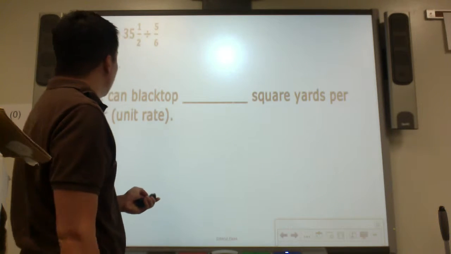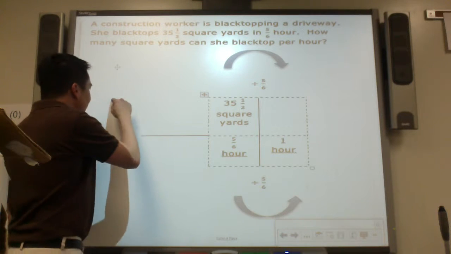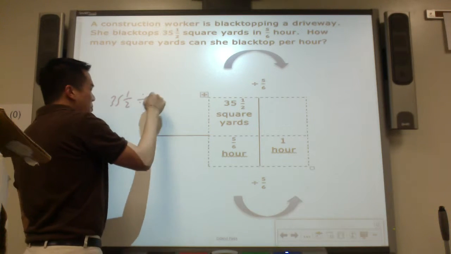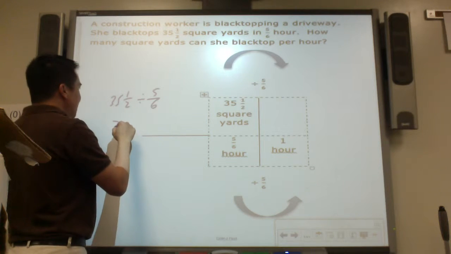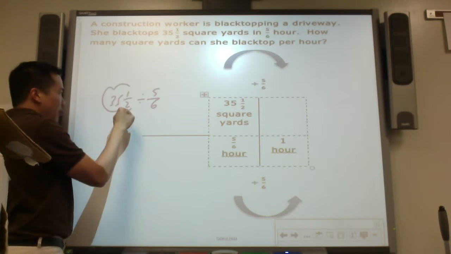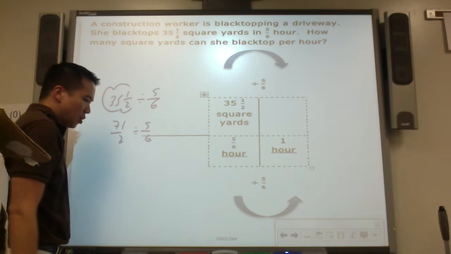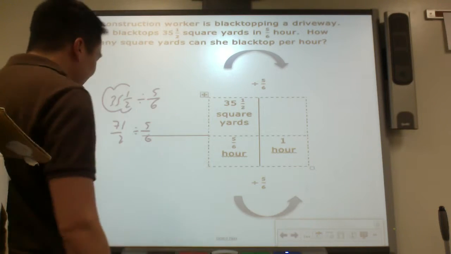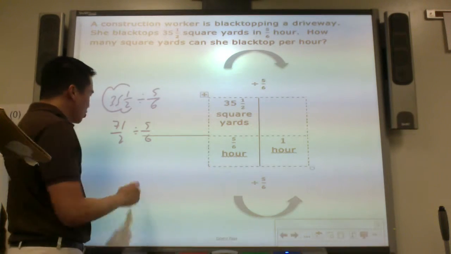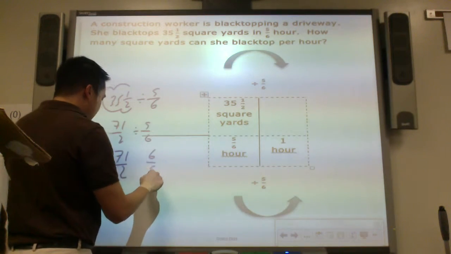Solve 35 and a half divided by 5/6. Do I remember how to divide fractions? Oh, turn this to improper. That's 71 over 2. 35 times 2 is 70 plus 1 is 71 over 2. Divide by 5/6. Is there another way to rewrite this division as a multiplication expression? Oh, yeah. You flip the reciprocal.